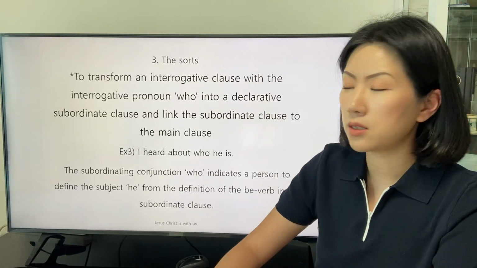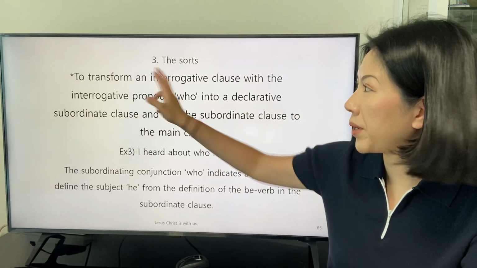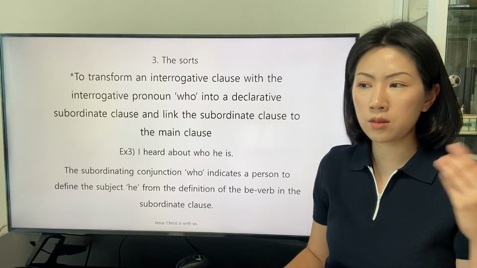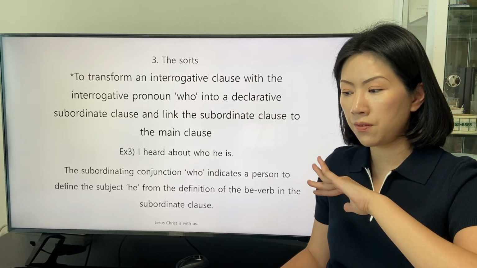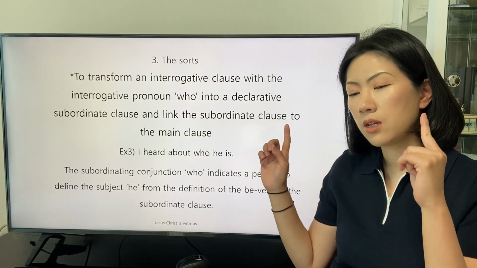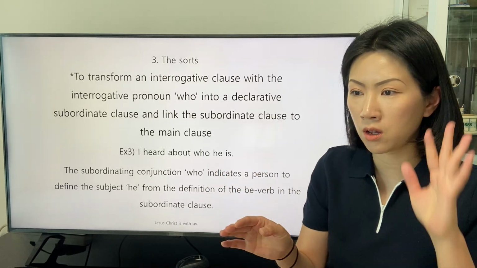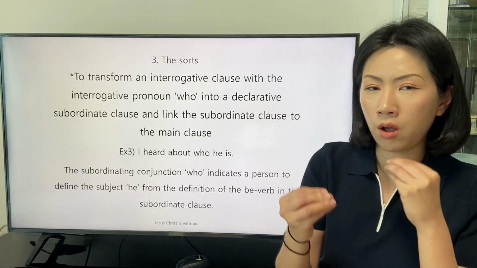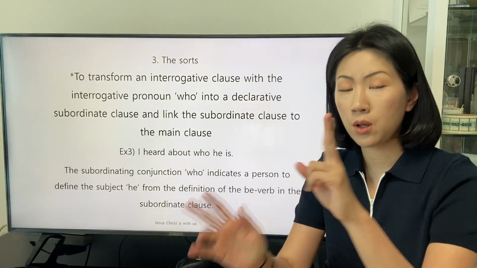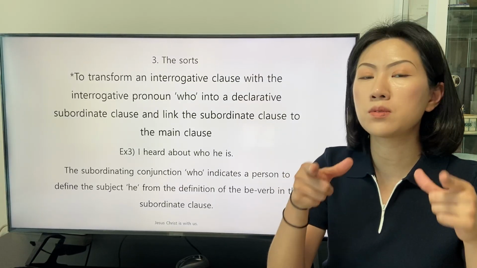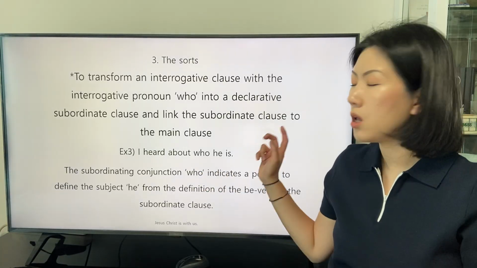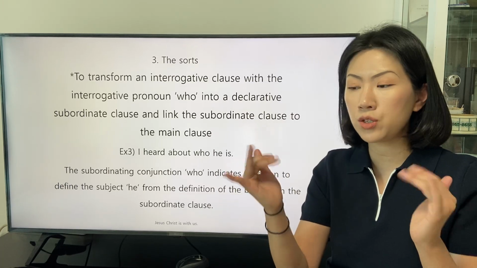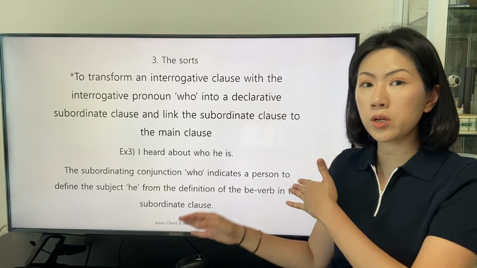The third example that we studied about this transformation is this: I heard about who he is. The eminent point that we focus on in the subordinate clause is the arrangement of the subject he and the be verb is. Because in the interrogative clause, the arrangement of the subject and the be verb was switched, like the be verb comes ahead of the subject, who is he. But the speaker changes the arrangement of the subject and the be verb so that the speaker makes the interrogative clause into the declarative clause, so that the declarative clause becomes the subordinate clause.